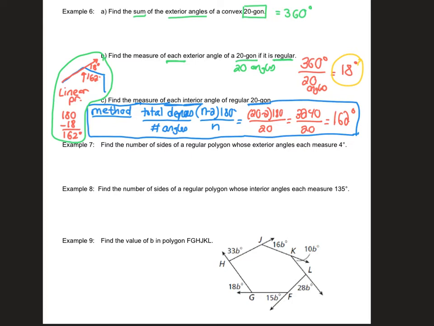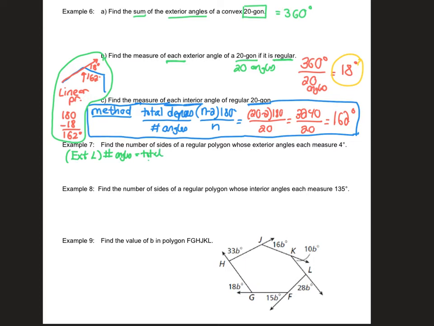Once again, there's two ways that we could solve this one. Method one would be strictly using the exterior angle. If we take the value of one exterior angle and multiply it by the number of angles, that should give me my total.